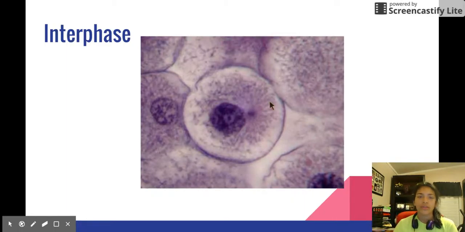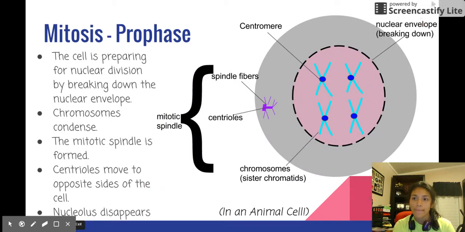So after interphase, the next stage of cell division is mitosis. And like interphase, mitosis is made up of phases, but it's made up of 4 phases. The first phase of mitosis is prophase. In prophase, the chromatin condenses into these little X-shaped structures called chromosomes.